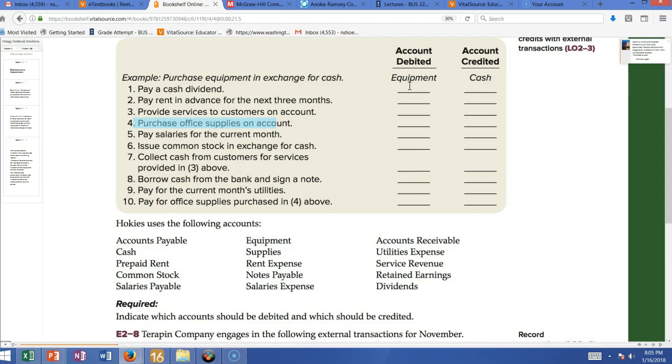Number 9, pay for the current month's utilities. The utilities expense and cash. What gets debited? What gets credited? Number 10, pay for office supplies purchased in number 4 above. Accounts payable and cash. What gets debited? What gets credited? Awesome, guys.